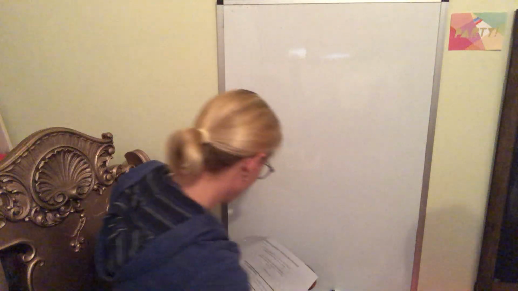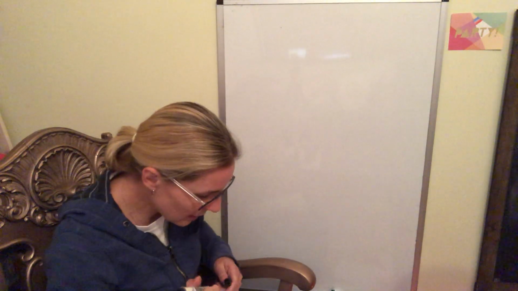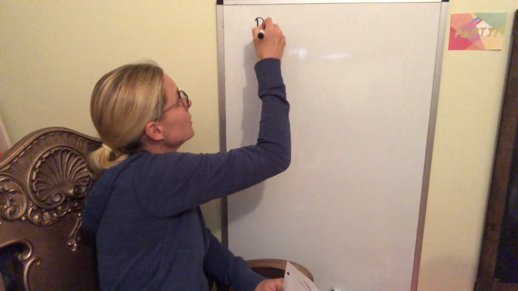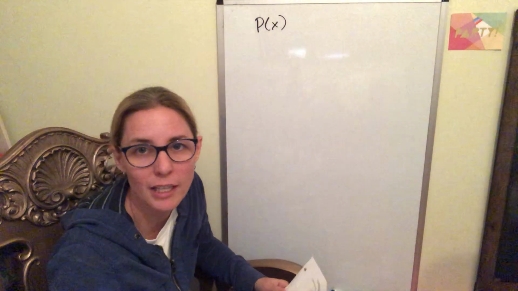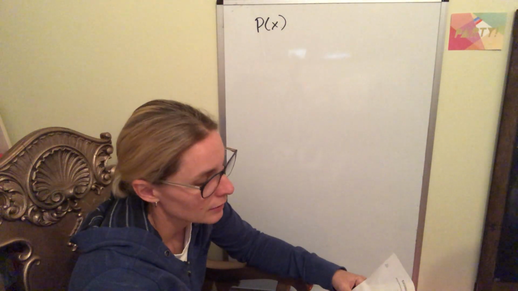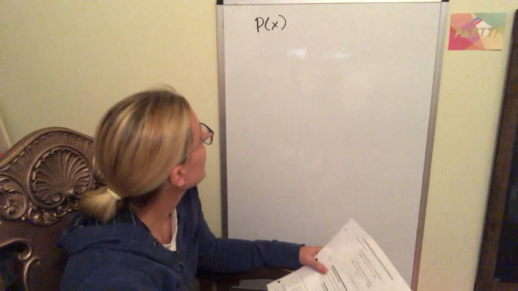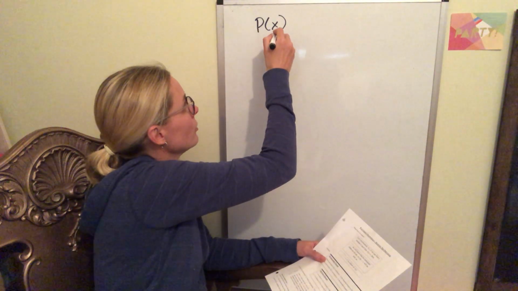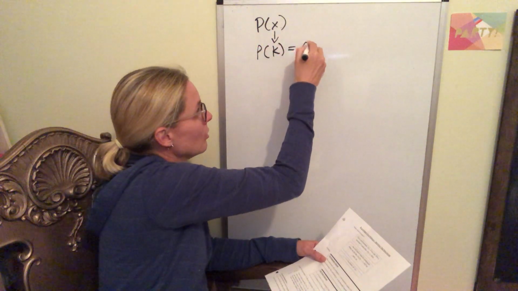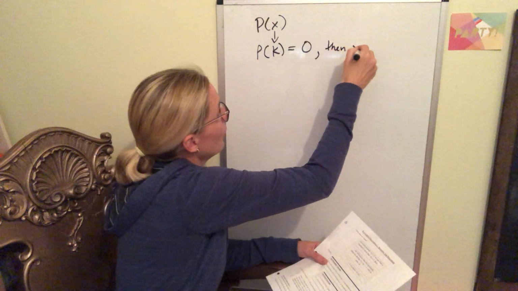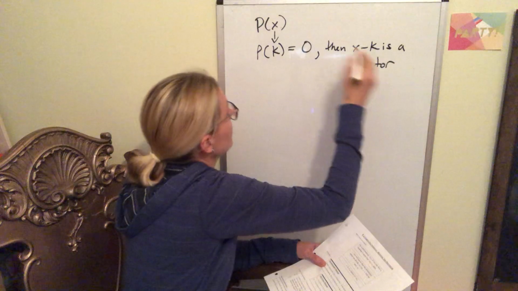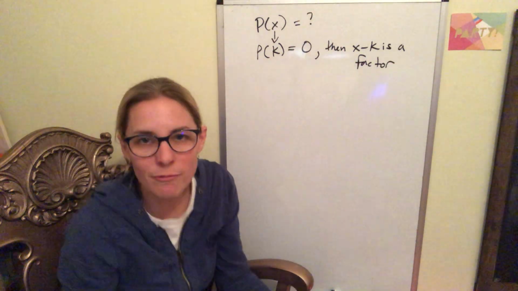Okay, well, just wait. So the basic idea that we want to have here is if we have some function p of x, this is going to be the biggest issue we have. If we can find a value for x, a k value, in which p of k equals 0, then we know that x minus k is a factor. So we have some function p of x.